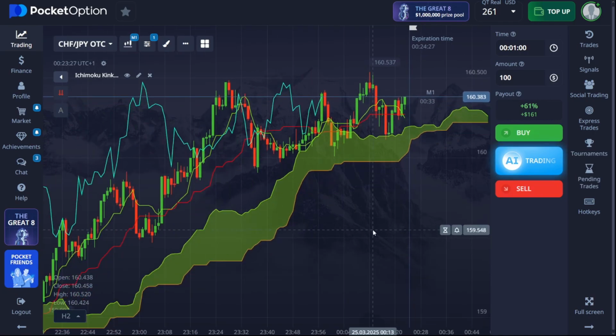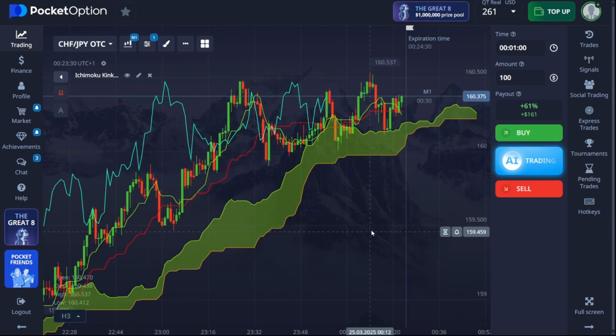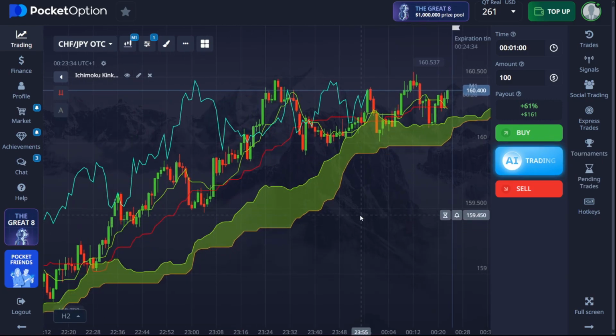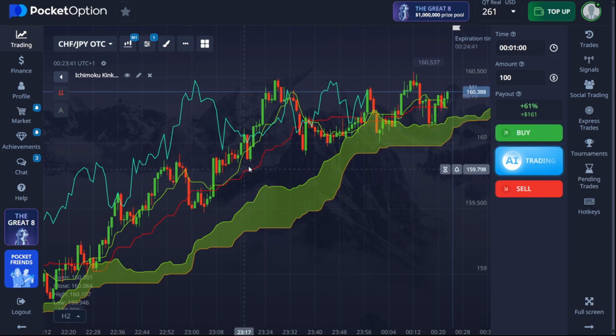Now let's look at two lines. Green is Tenkan Sen, red is Kijun Sen. Green shows buyer strength, red shows seller strength. If the green line is above the red, the bulls are in control. Great time to enter a buy trade.